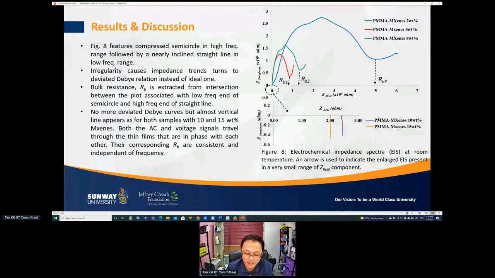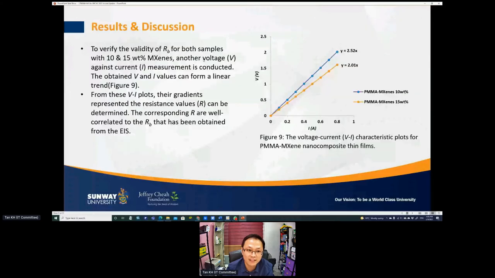In order to verify the result that we get from this impedance spectroscopy, the EIS spectra, for these two materials, we conduct a very simple measurement where we find the voltage against the current by using the multimeters. Because the resistance is very low, the multimeters can give a certain value. So we try to verify the value over here. If we find that it is a straight line, and the resistance that we get quite matches the RB value from the EIS for these two samples.